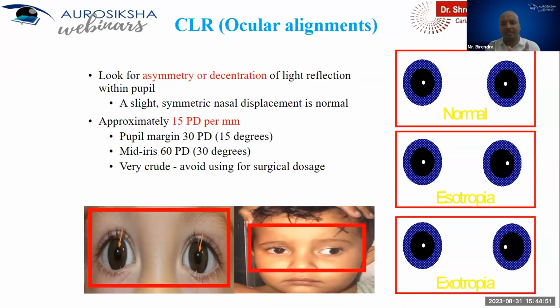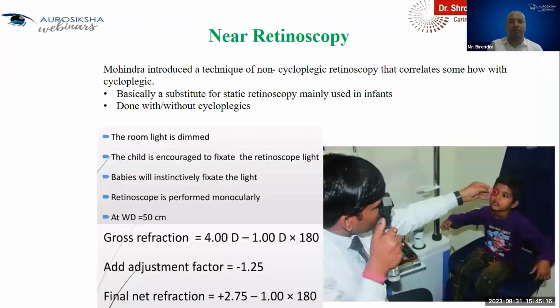When you see the central reflex slightly displaced to the temporal side, that is the esotropic condition, where the eye moves toward the nasal side. In the second image, you can see the central light in the left eye displaced towards the nasal side. So it is the exotropic or divergent squint condition.